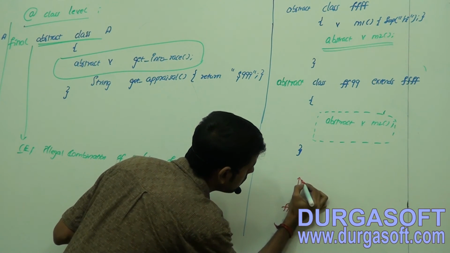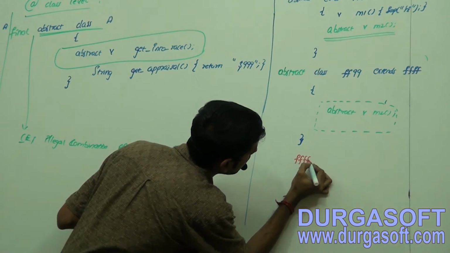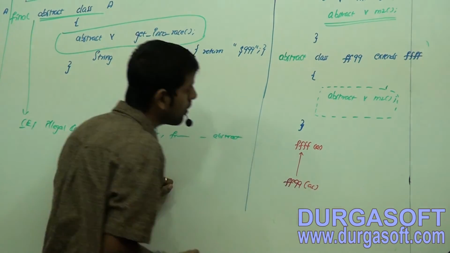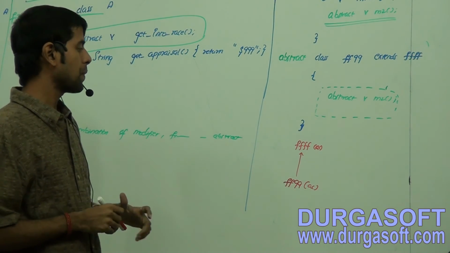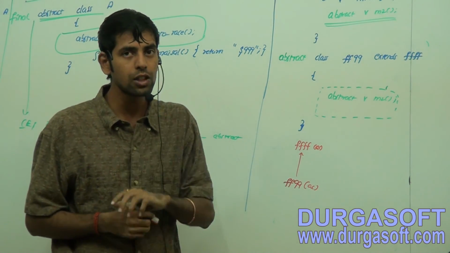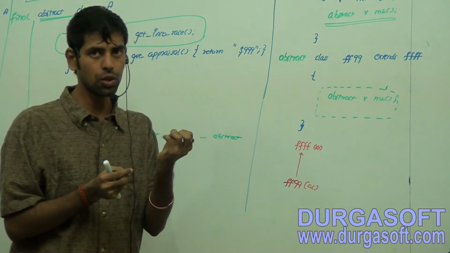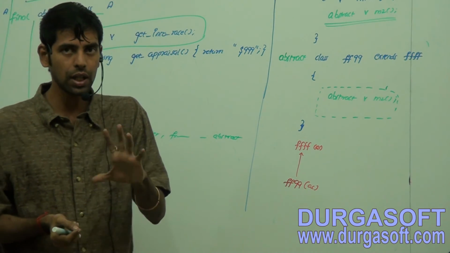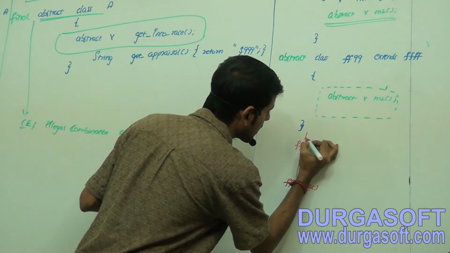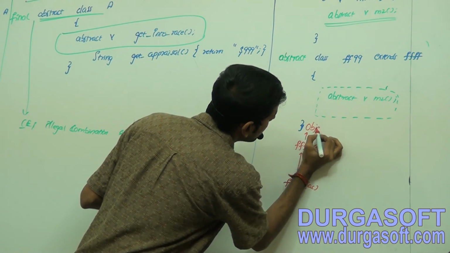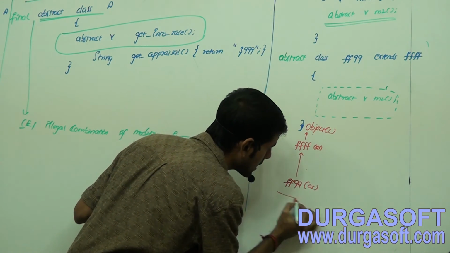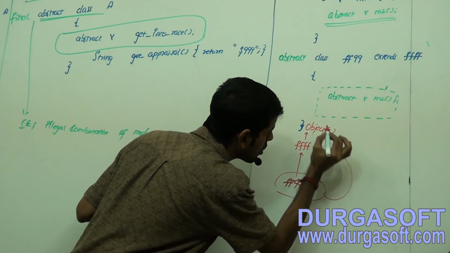See here, FF9 is a child of the FFF class. Is it correct? Yes, it is correct. Now let me know one thing: FF9 is also a child class of whom? You know this one, it's not that tricky. What is that? Object class. Through the multi-level hierarchy, this is a child of the Object class.